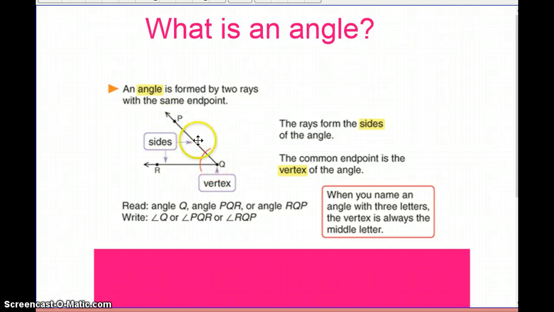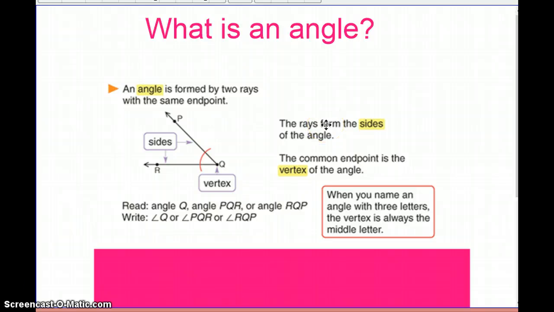Okay, so here's one side, here's another side. Here's one ray, here's another ray. So notice it starts at an end point, it goes on forever. This is the actual angle that we look at. So when we measure angles, you're looking at this portion right here. There's a couple different ways that you can name this angle. Since this is the actual angle, we name it after the vertex. So it's called angle Q.